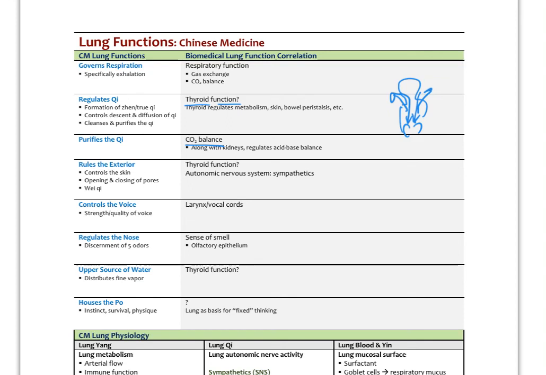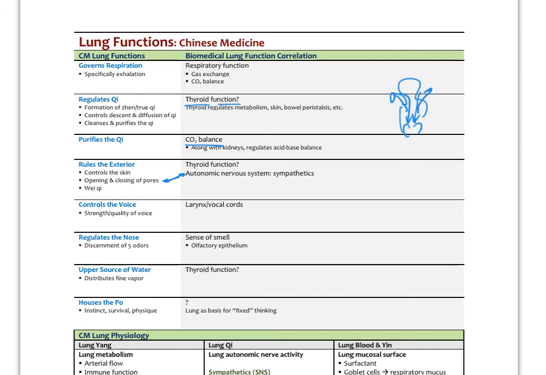Rules the exterior. Again, we might think here about, number one, the opening and closing of pores has a lot to do with the autonomic nervous system activity. And the breathing rhythm together with your heart can actually help regulate your autonomics. So when people are stressed in sympathetic mode, one of the best techniques is to actually regulate the breathing. And that can reset you into a parasympathetic mode. And that can change the way the autonomics function in the skin and elsewhere. Thyroid also plays into that.